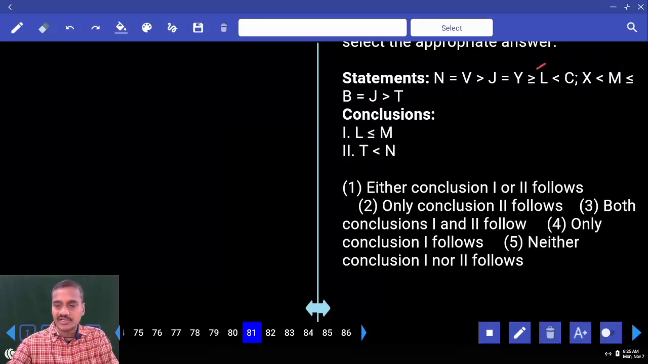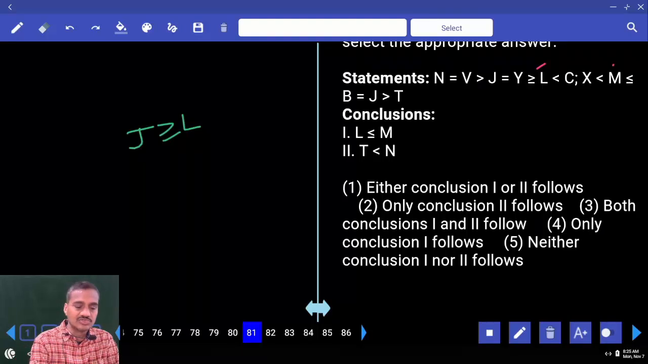Now L is here and M is here. Now which element is common? J is common. Now J greater than or equals to L, and at the same time M lesser than or equals to J. Between M and L there are two opposite symbols, so no relation.